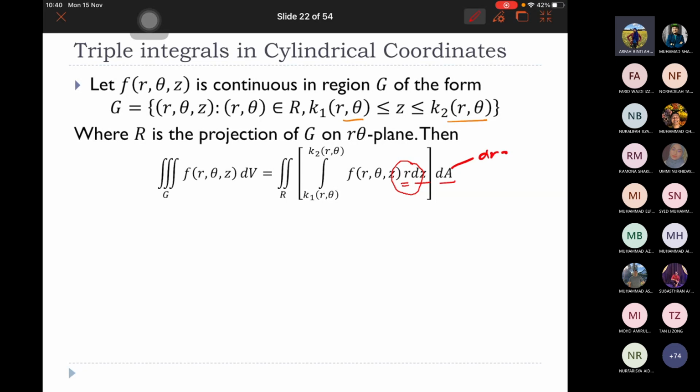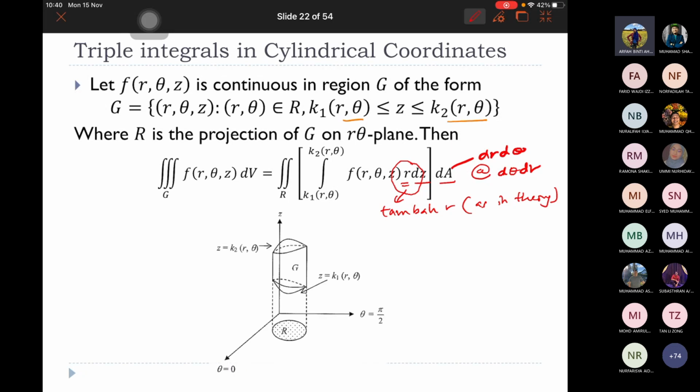So this one is dr d theta or d theta dr. Okay. So kita kena tambah r over there, as in theory. Sebab dekat dalam teori dia memang dah tunjukkan kena ada tambah r dekat situ. So that the integration will become dz dr d theta or d theta dr. Okay. So z remain itself, tapi z dalam sebutan r dan juga theta.